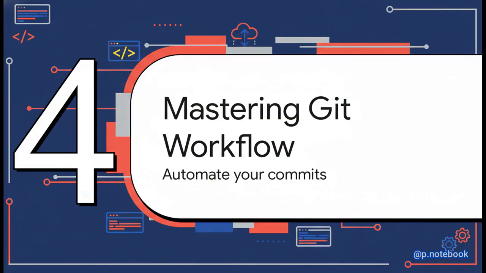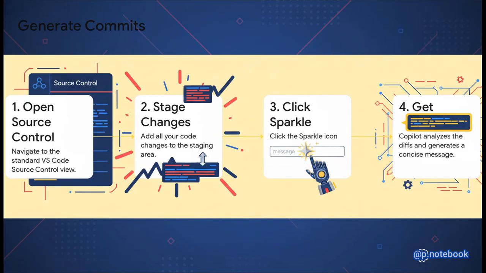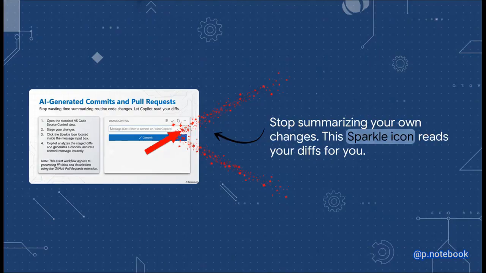All right, our code is written, it's documented, it's tested. Time to ship it. So let's look at the final stage of the developer lifecycle, version control. We're about to automate the most annoying parts of using Git. Writing good commit messages. Am I right? It can be such a chore. Well, not anymore. Once you've staged your changes, you'll see our friend, the sparkle icon, right in the message box. You just click it, and Copilot reads all your changes, all the diffs, and writes a perfect, concise commit message for you.